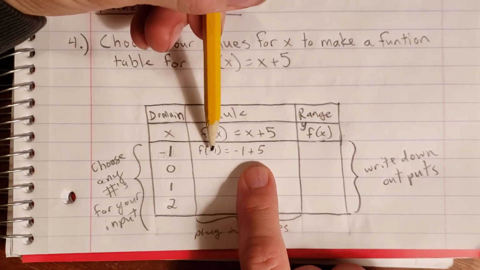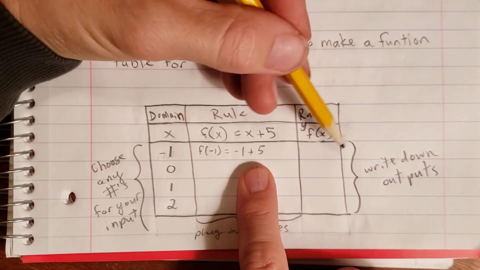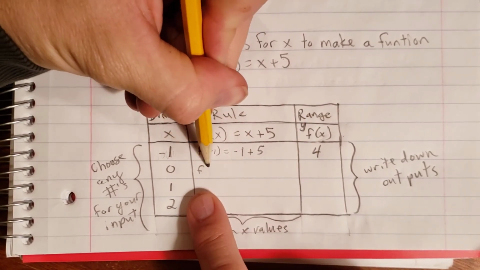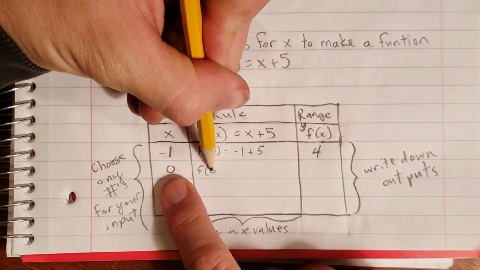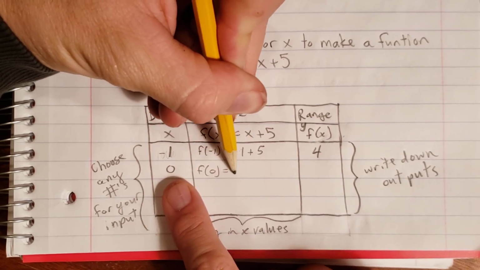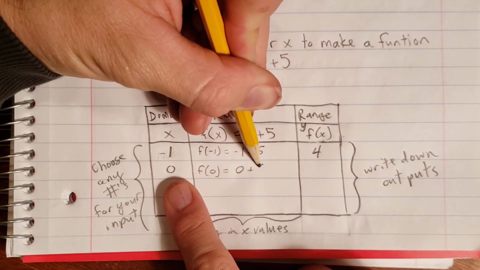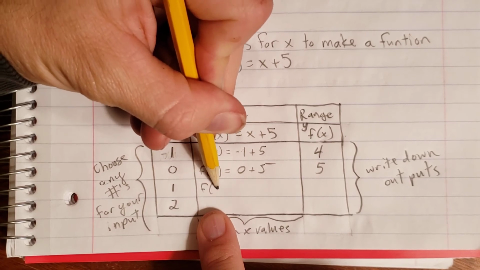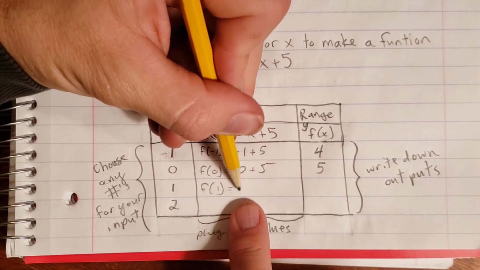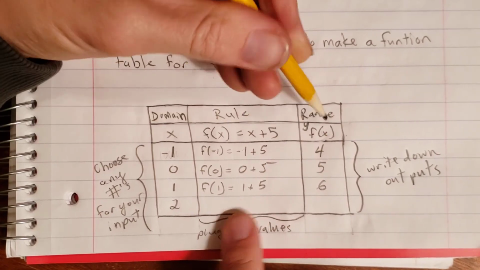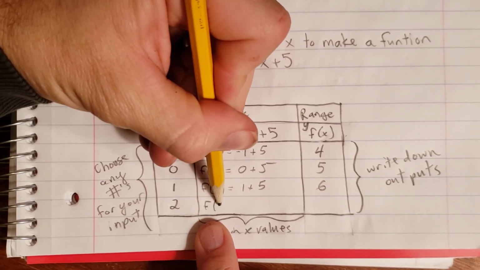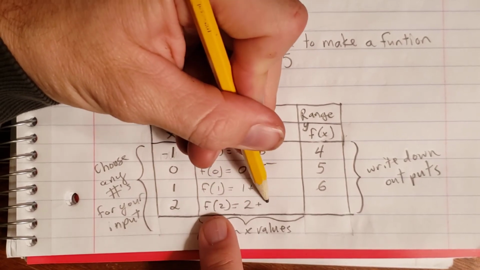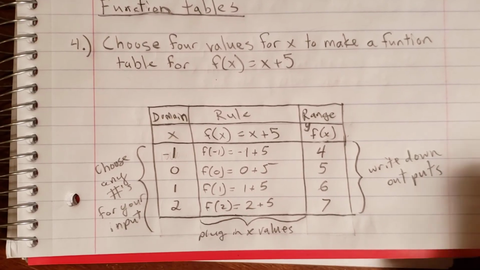When we input -1, we get the output of, what's -1 plus 5? That would be 4. When x is 0, we put in 0 for x this time, and we get an output of 5. When we put a 1 in for x, 1 plus 5 is 6. And finally, when we plug in 2 for x, the value of this function when x is 2 is 7. All right, there you go.